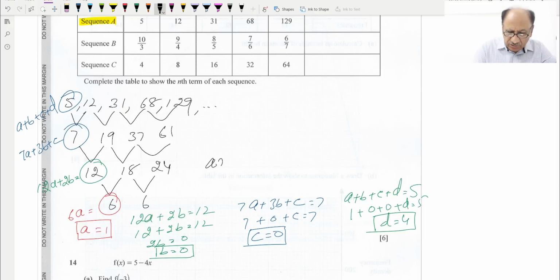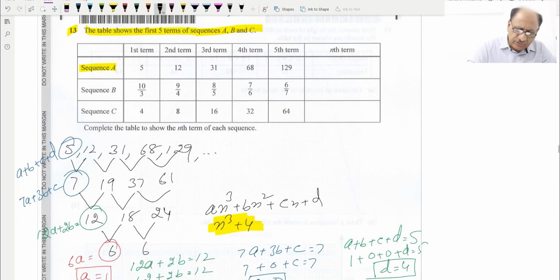General cubic equation is an cube plus bn square plus cn plus d. So we will be writing this. This is a cubic expression. So a will be 1, so n cube. B will be 0, c will be 0, so we will not be writing that. And d will be 4, so plus 4. So this one, n cube plus 4, will be our answer, and we will mention over here, n cube plus 4. This is the general nth term basically.